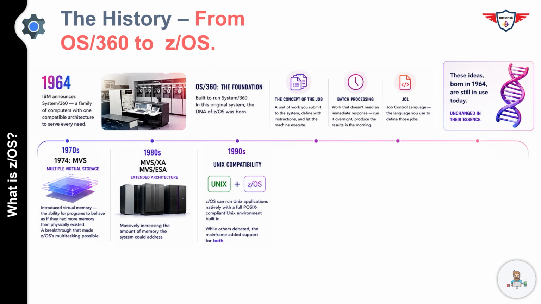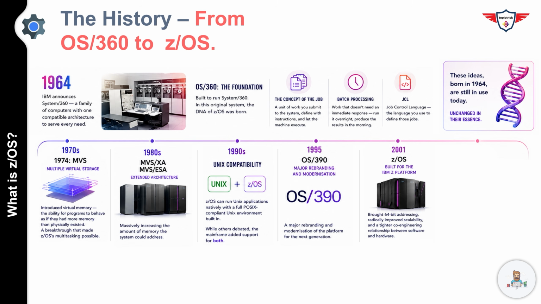And then comes something that surprised people. In 1990, IBM added Unix compatibility to the platform. That's right, z/OS can run Unix applications natively. It has a full Unix environment built in. So when the industry was debating whether Unix or Windows would win, the mainframe quietly added support for both.